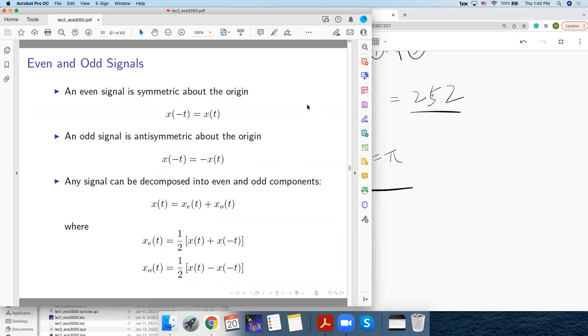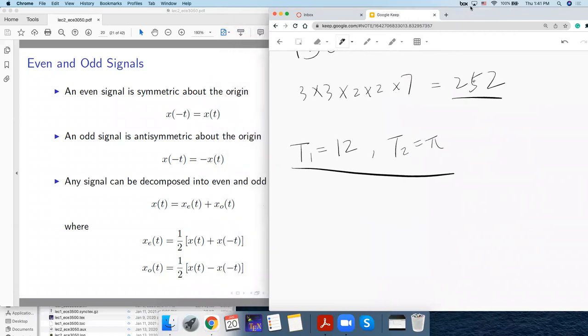And this concept is very useful because it turns out any arbitrary signal can be decomposed into one even signal plus one odd signal. So we call that even part x sub e, and we denote the odd part x sub o. And these two parts can be constructed in a very simple way. So x sub e is basically the average of x(t) and its time reversal. And the odd part is basically the difference between x(t) and its time reversal. And you can check that by definition, these two are even and odd respectively.